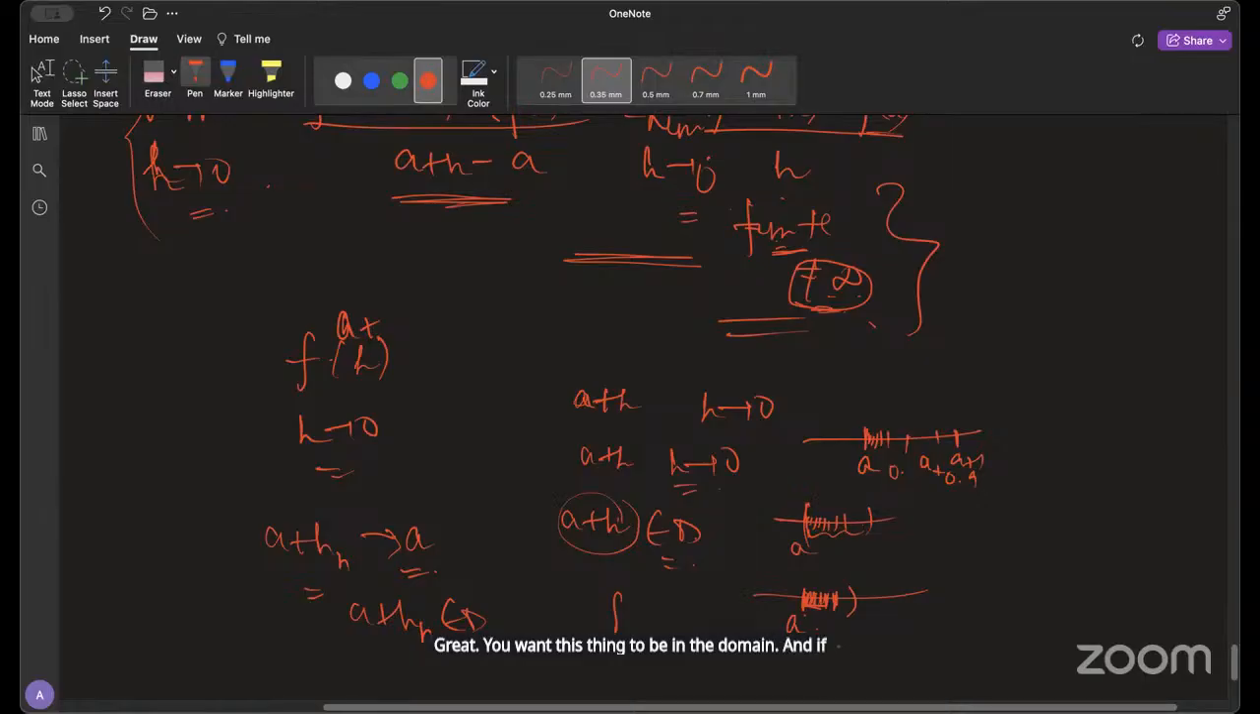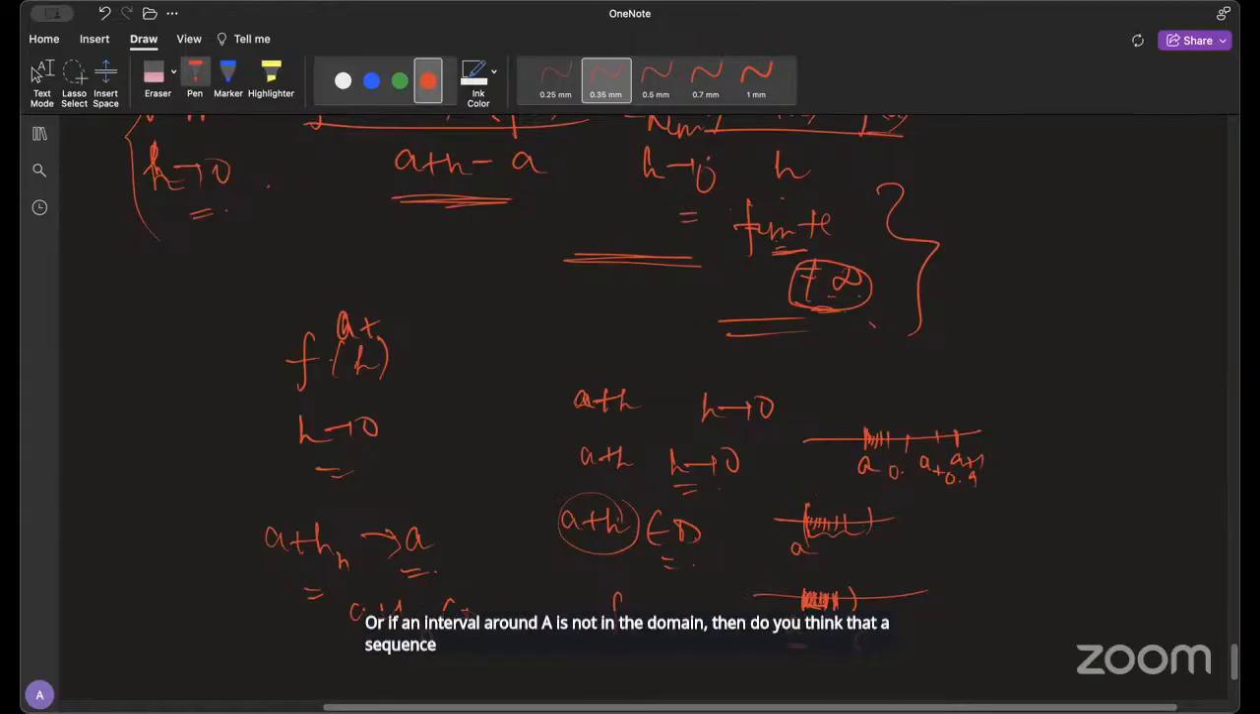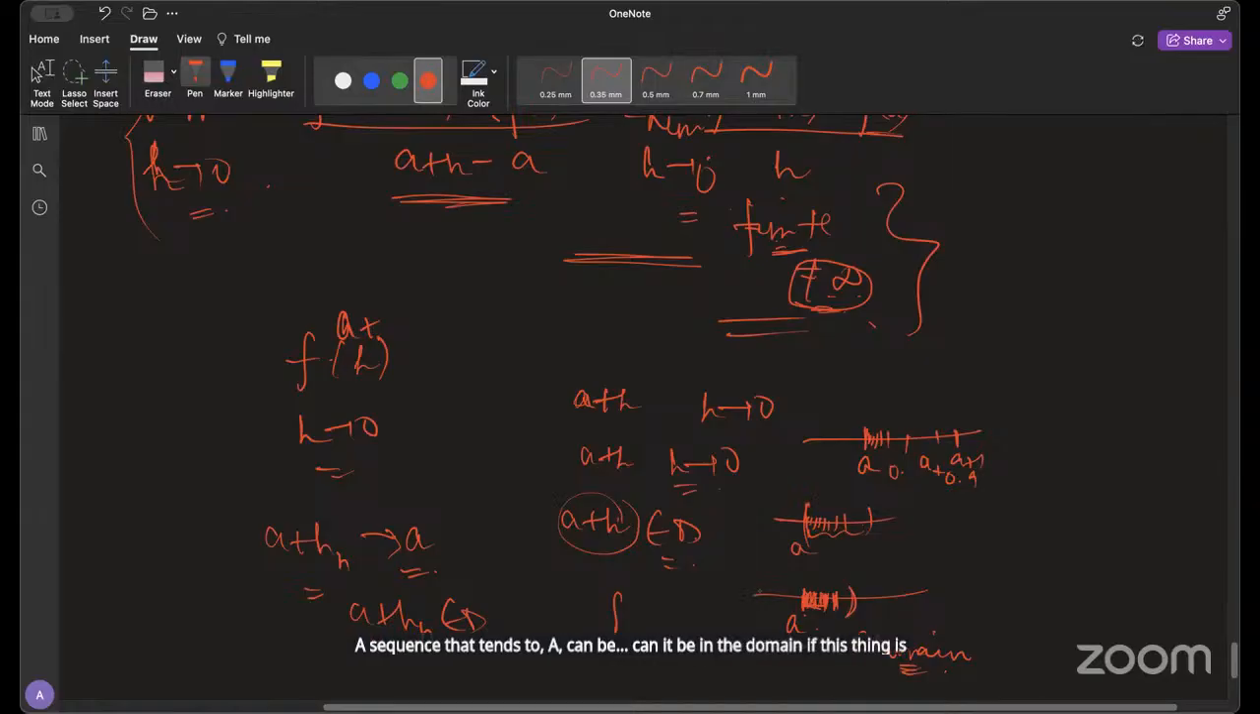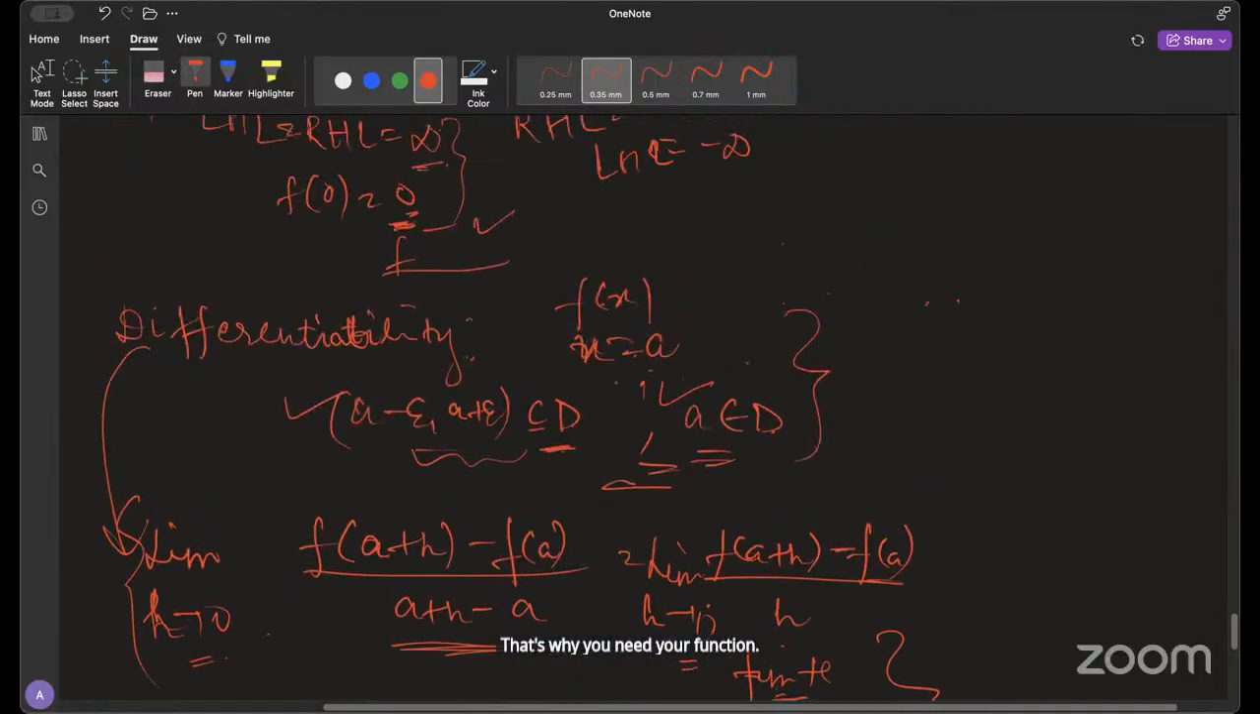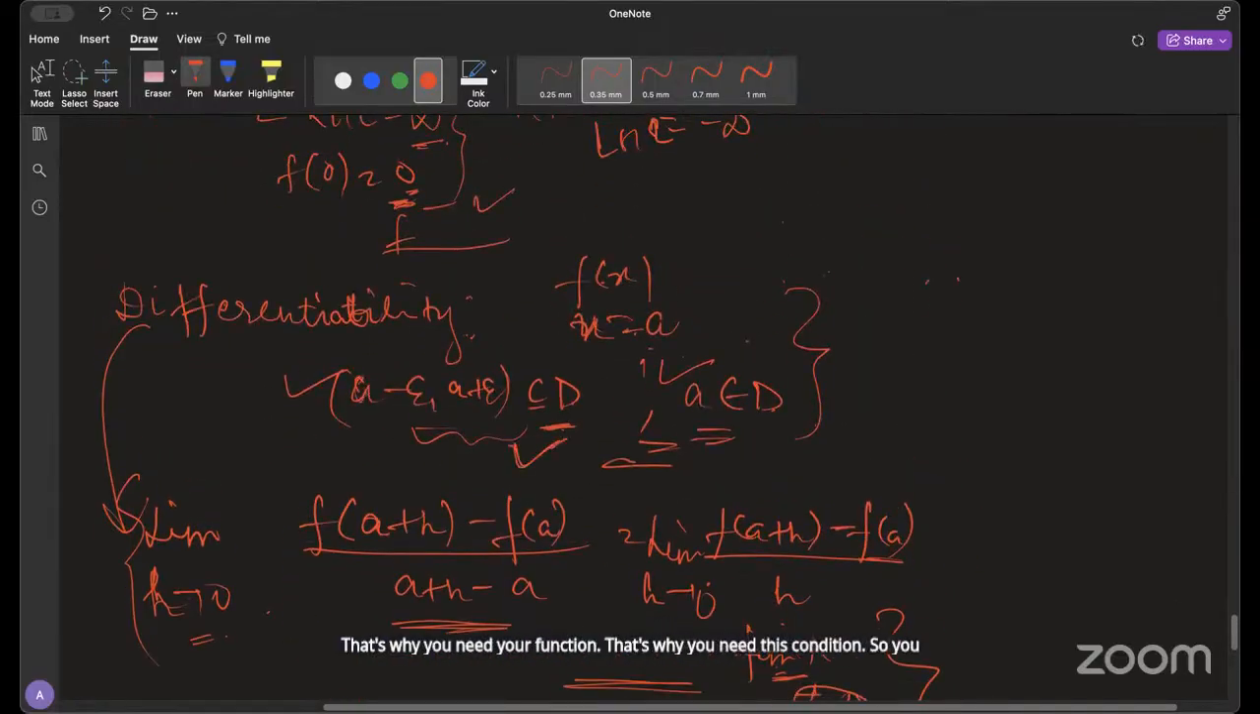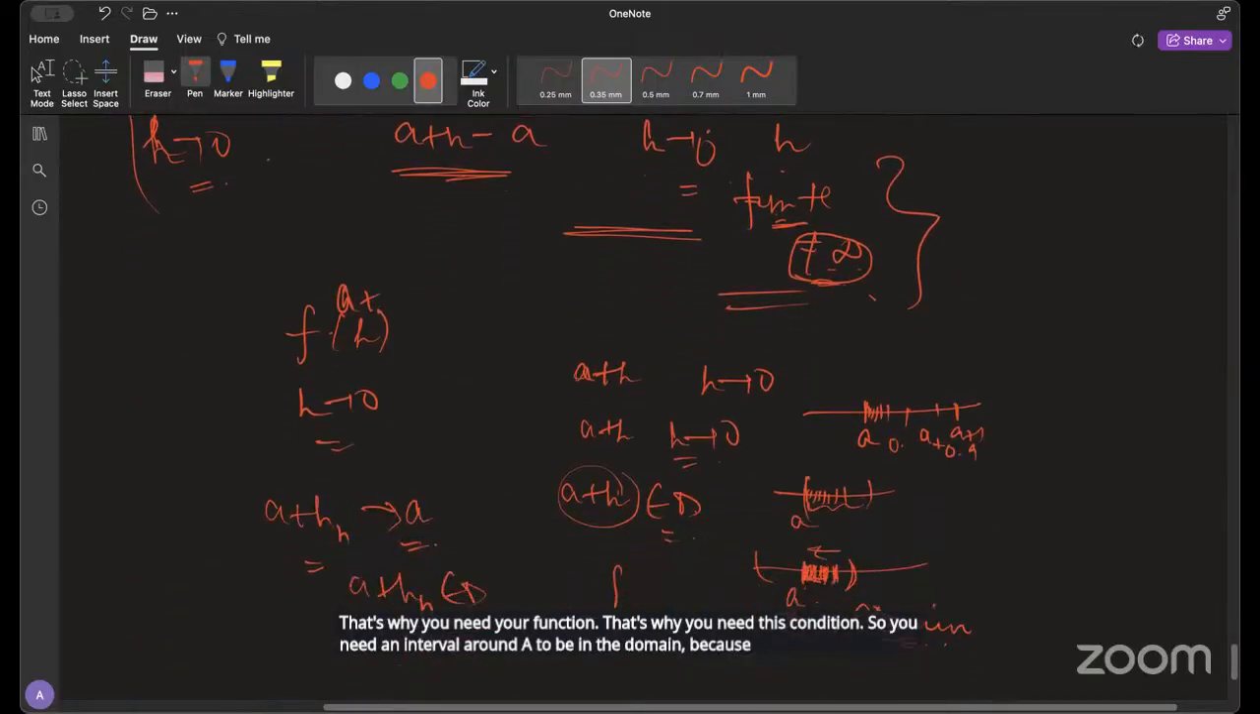And if an interval around a is not in the domain, then do you think that a sequence that tends to a can be in the domain? If some interval around a is not in the domain, can a sequence that tends to a be in the domain? No, ma'am. That's why you need this condition. You need an interval around a to be in the domain because otherwise there's no sequence that tends to a, right?